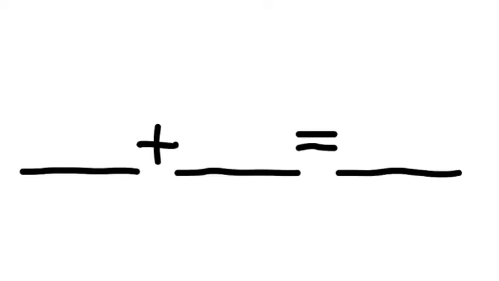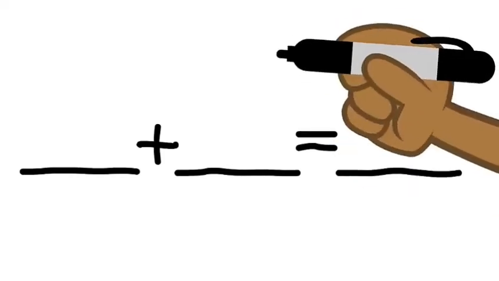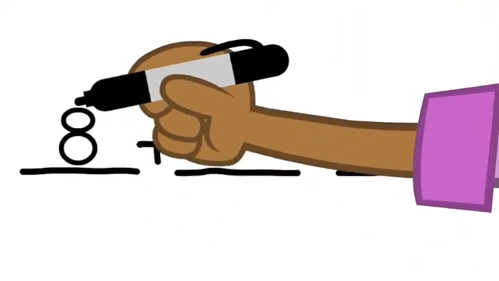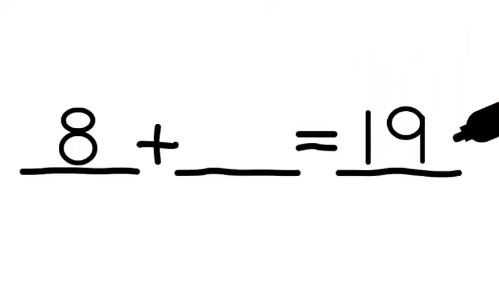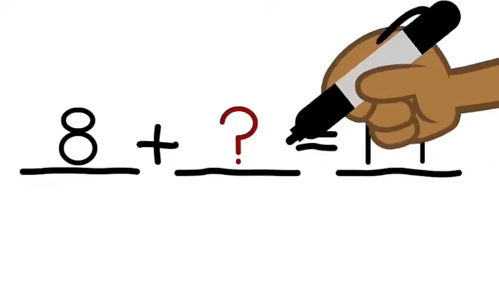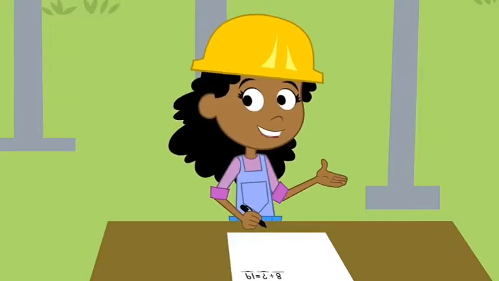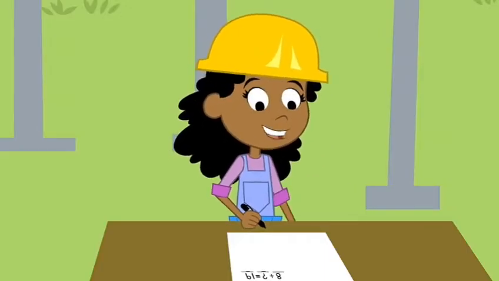You started with 8 beams. So let's put the number 8 in the first space. The next thing we do is ask ourselves, what else do we know? Well, we also know there's a total of 19 beams in the bin. Since it's the total, that number goes after the equal sign. Because we don't know how many the crane added, we'll put a question mark there. That stands for the missing number. See? We've changed our word problem to a number sentence.